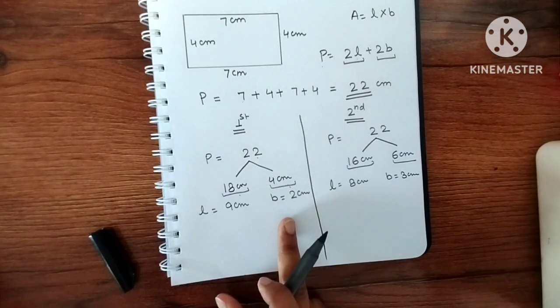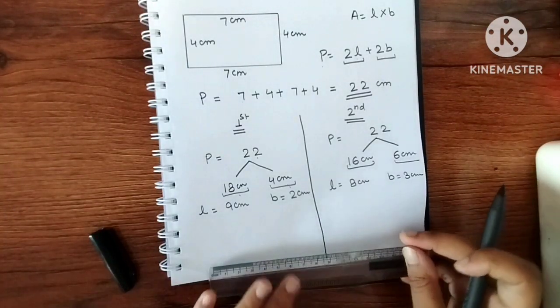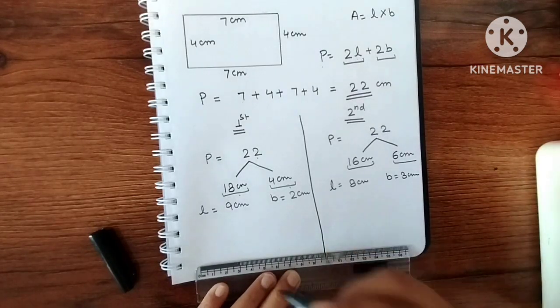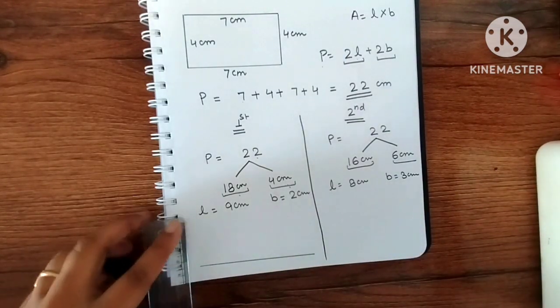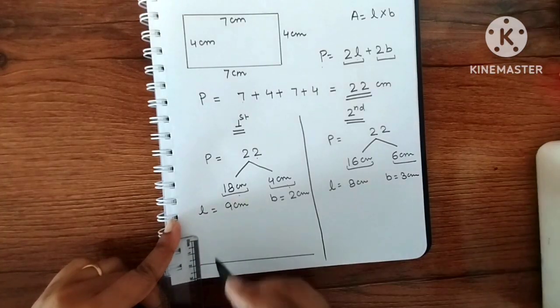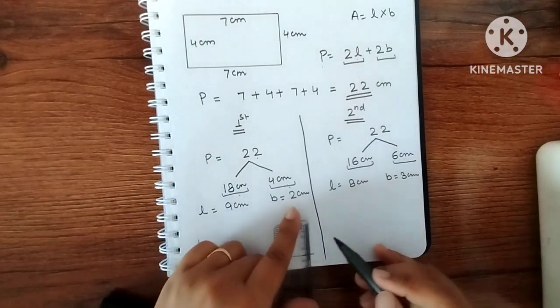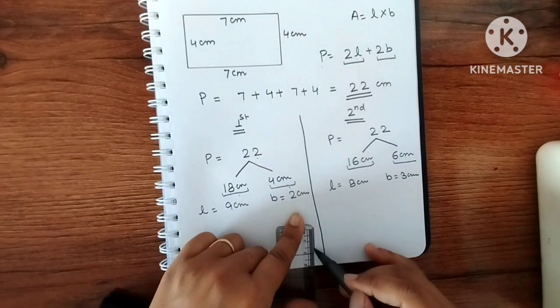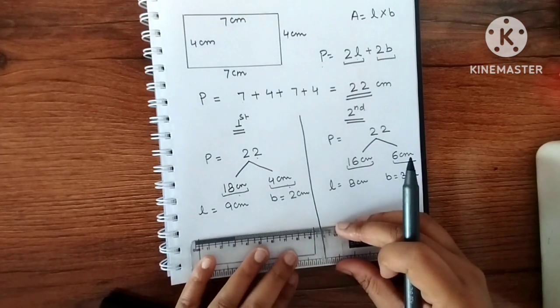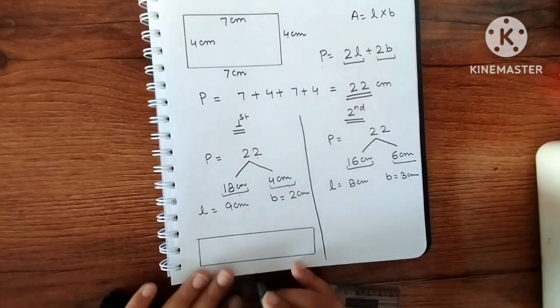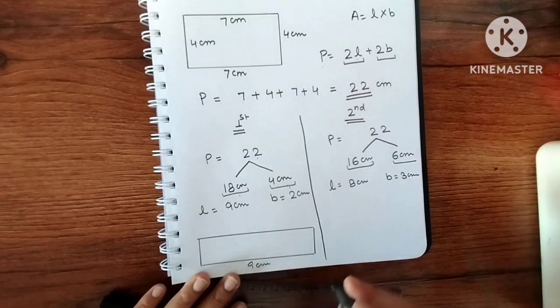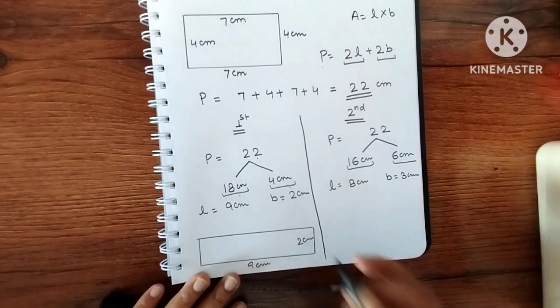So we can draw a rectangle using this. So 9 centimeter can be my length and the width is 2 centimeter. So this is my rectangle which has the same perimeter as 22. So this is 9 centimeter, this is 2 centimeter.